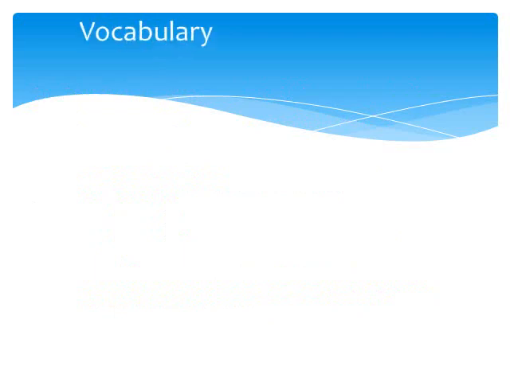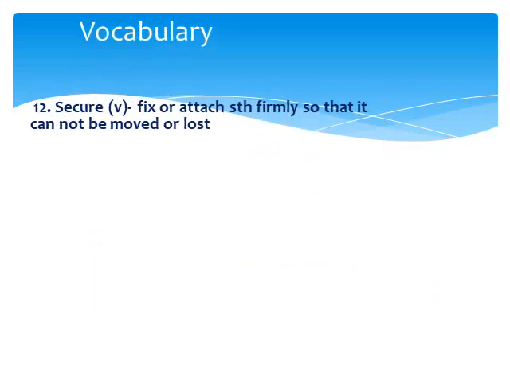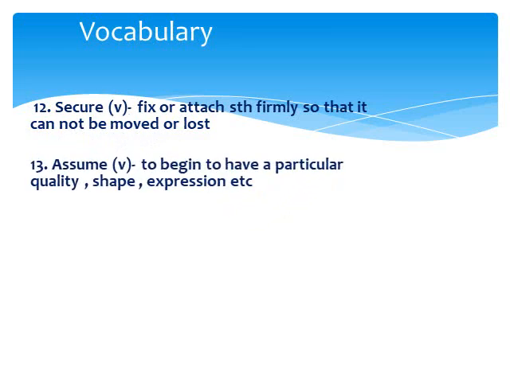So more vocabulary. Secure. It's a verb word. It means fix or attach something firmly so that it cannot be moved or lost. The secure means to tie something very strongly so that it cannot be lost. Next, assume. It's a verb word. It means to begin to have a particular quality or shape or expression. And Bangla you can say that কোনো আকৃতি ধারণ করা, assume ধারণ করা.